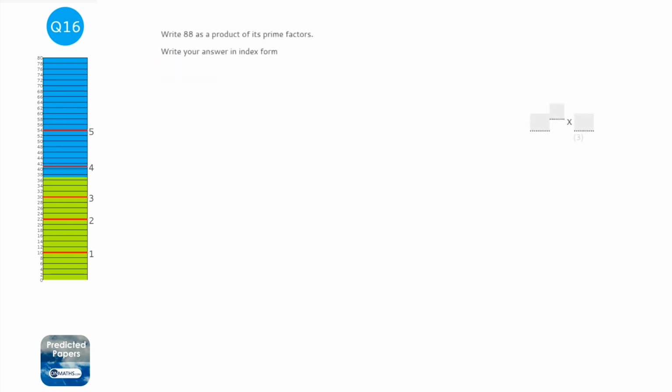Okay, so we're asked to write 88 as a product of its prime factors. The first thing to do is write 88, and then we have two shoots coming from it. Now I need to find out which two numbers multiply together to make 88. A little tip: if you've got an even number, always pick 2. So 2 times 44. And whenever we get to a prime number, we always circle it, because that's finished.